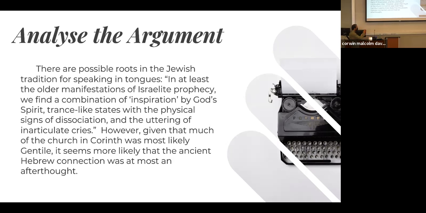But in this argument, we have a claim, we have evidence, and we have a warrant, right? Why does it matter? The question they're interrogating is not necessarily whether or not the people in Corinth were speaking in tongues. They're not talking about that. They're questioning whether that was something that emerged in the moment or whether it was connected to these roots in the Jewish tradition. And then they're saying, well, the people were Gentiles, so it couldn't be as connected to the Jewish tradition as we might want to think.